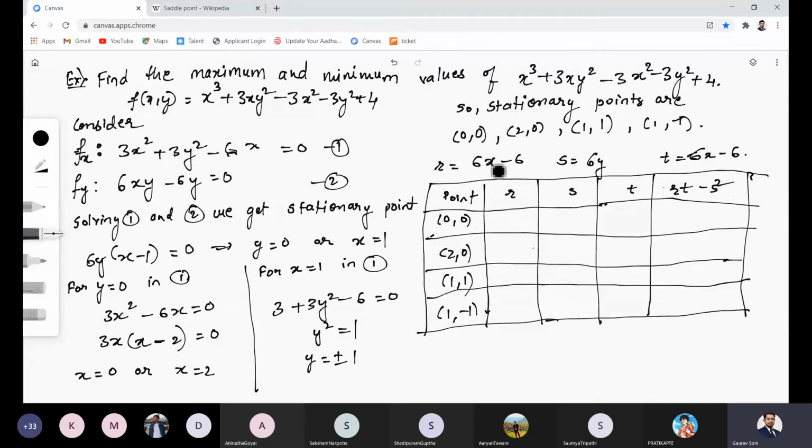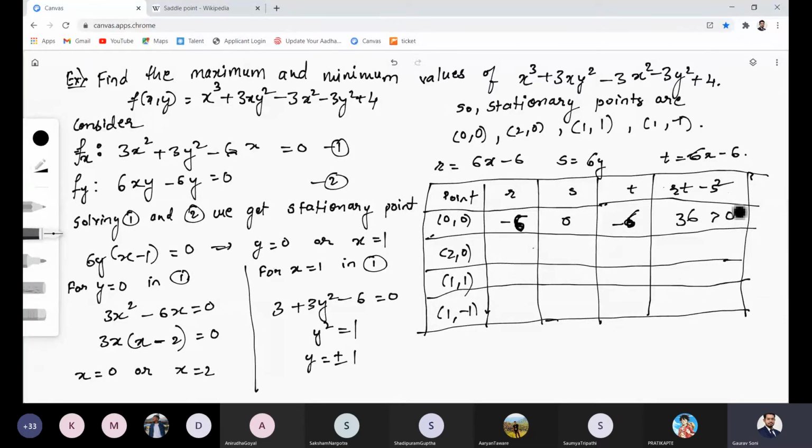So at (0, 0), what is the value of R? Minus 6. What is the value of S? 0. What is the value of T? Again 0. So what will be RT minus S square? Minus 6... sorry, RT minus S square will be 36, which is greater than 0. What happens when RT minus S square is greater than 0? It may be maxima or minima.